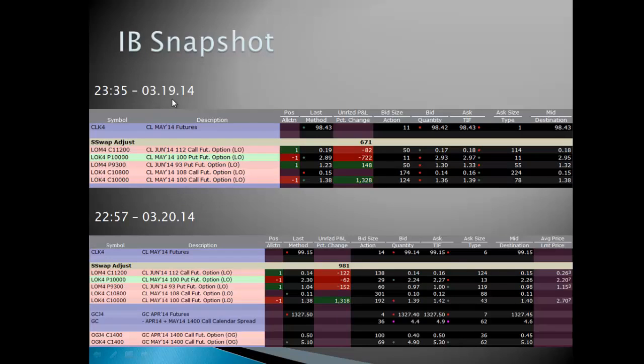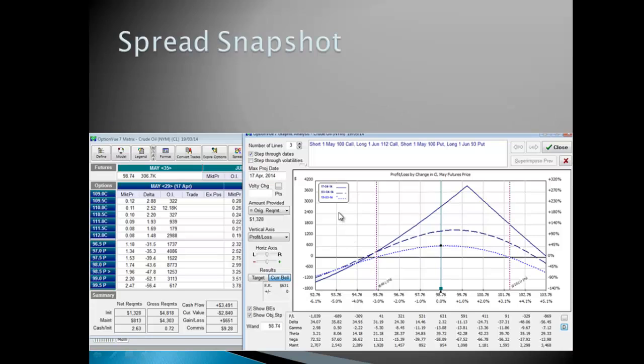This is a snapshot of the execution platform, so you can see over here, this was the 19th, it was about 671 over here. This is the 20th, about 981. Okay, and this is the software over here that we use to model the spreads, called Option View. And again, we cover this in our classes as well.